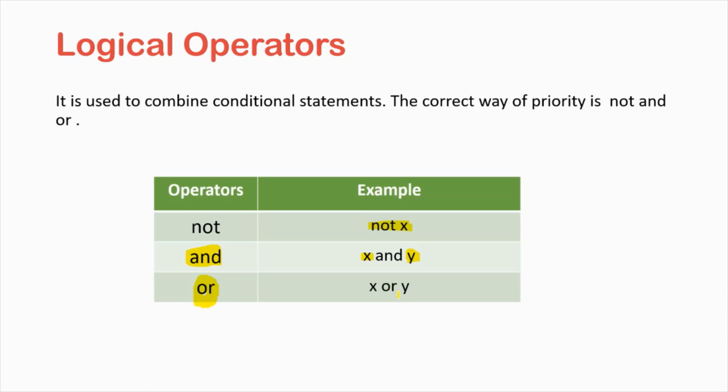Why? Because when it first reads x, it gets the true value, so it will start executing after that. It will not go to y because it got the true value. So if any value is true in the OR condition, the result will be true.